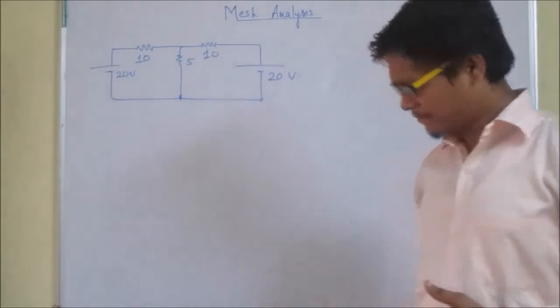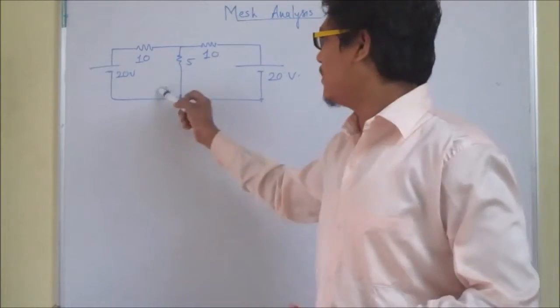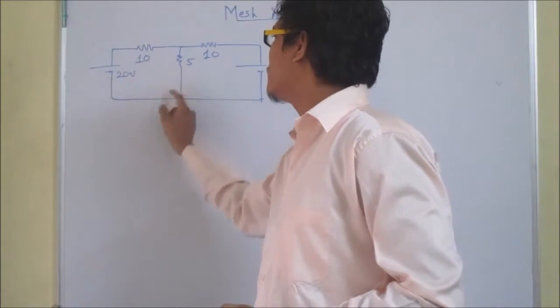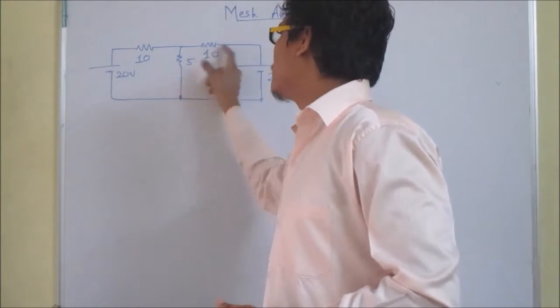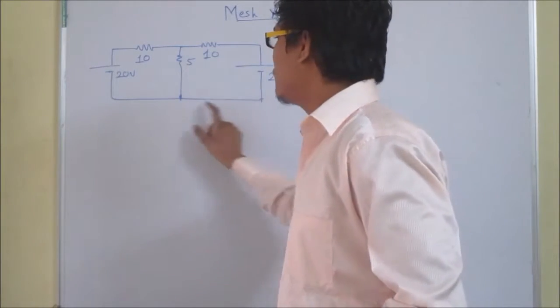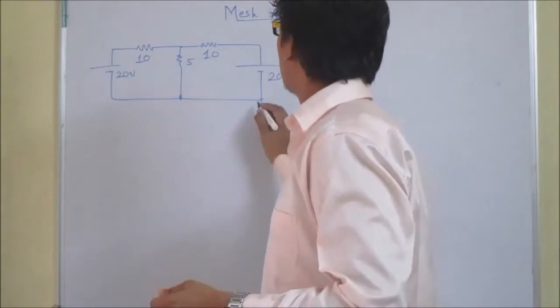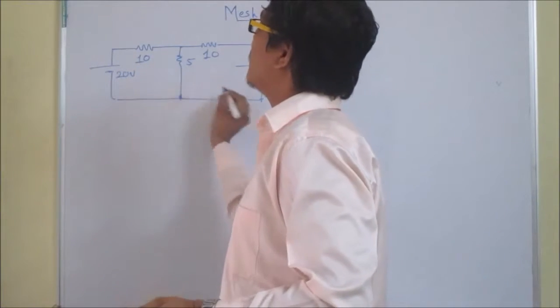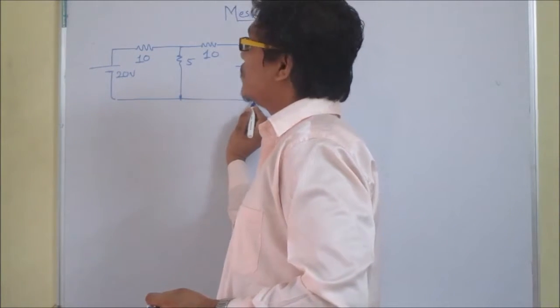Considering this circuit, here what is a mesh? What is this loop? What is the smallest possible loop? This is the smallest possible loop. This is the smallest possible loop. This whole thing is itself a loop, but there are loops in that loop.